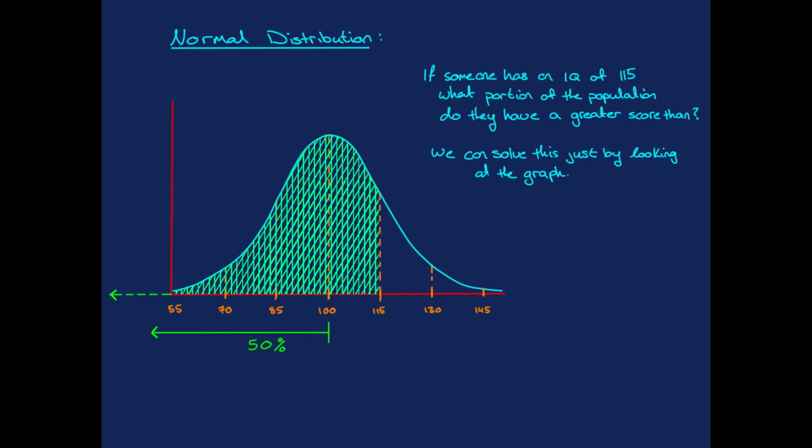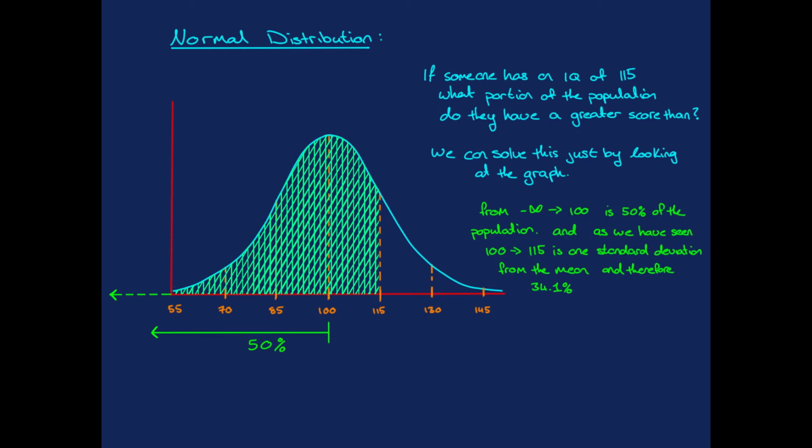Because the graph is symmetric, all the area under the curve from 100 back into -infinity is just half, or 50% of the population. And then we know that one standard deviation away from the mean, 15 in this case, represents 34.1% of the population. So that's the answer. 50 plus 34.1 equals 84.1. So someone with an IQ of 115 has an IQ that is higher than 84.1% of the population.